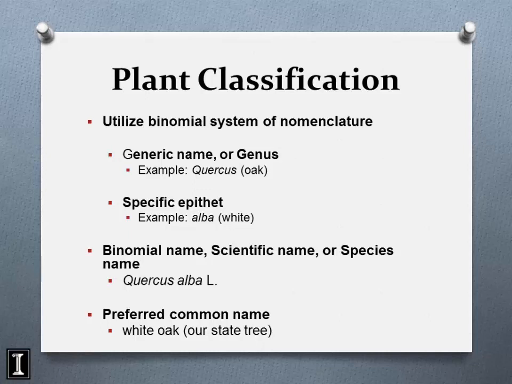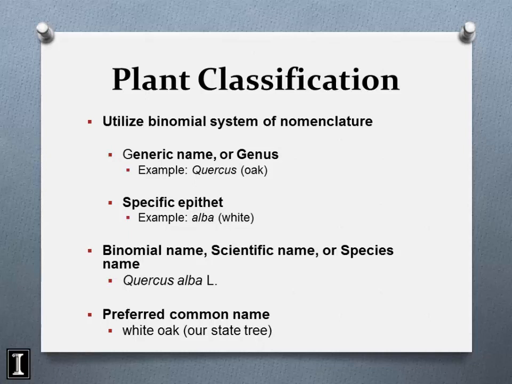With plant classification, we utilize this binomial system. A lot of people call it Latin, right? You've got to learn about plant taxonomy in Latin. Well, it's not all Latin. Most of it's actually of Greek origin. What we do is we Latinize it, all right? We take an English word or a Greek word and we try to Latinize it. That's what the botanists and taxonomists used to do.